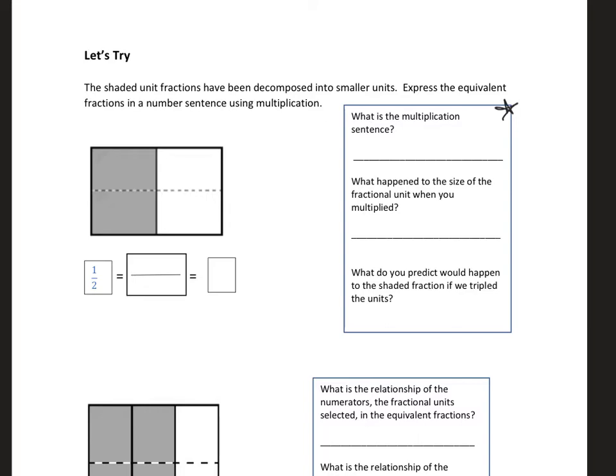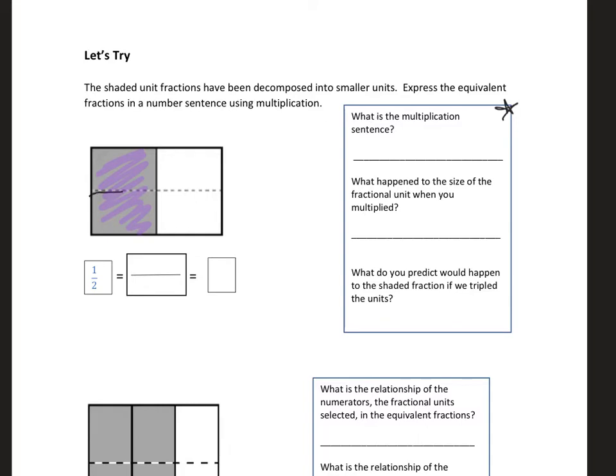So it says the shaded unit fractions have been decomposed into smaller units. Express the equivalent fractions in a number sentence using multiplication. All right, so they say, okay, we started with 1/2. So they split this in half and then they shaded in 1, right? We had 1/2. Then they want to create an equivalent fraction.